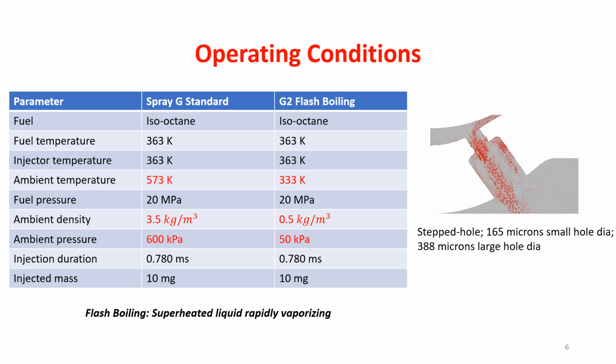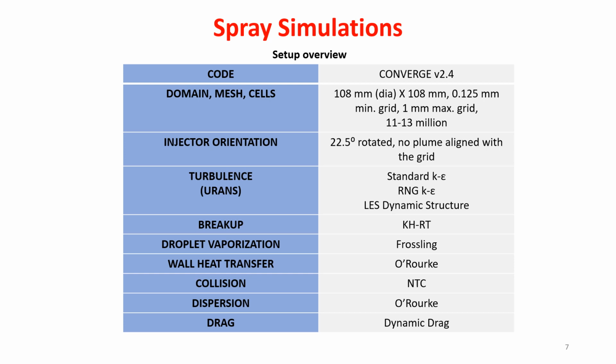This slide shows the operating conditions of the Spray-G injector. The difference between the standard and flash boiling conditions is seen in the chamber temperature and chamber pressure conditions. Under flash boiling, the liquid will be superheated and it will rapidly vaporize. More about flash boiling will be discussed in the coming slides. The spray simulation setup overview is as follows. This work is carried out using the Converge version 2.4 CFD code, and the spray is injected into a constant volume chamber of dimensions 108 by 108 mm.